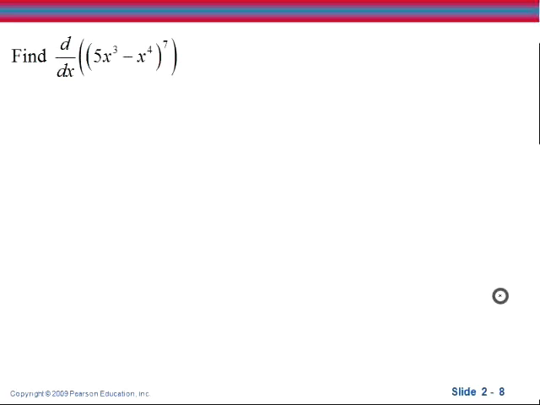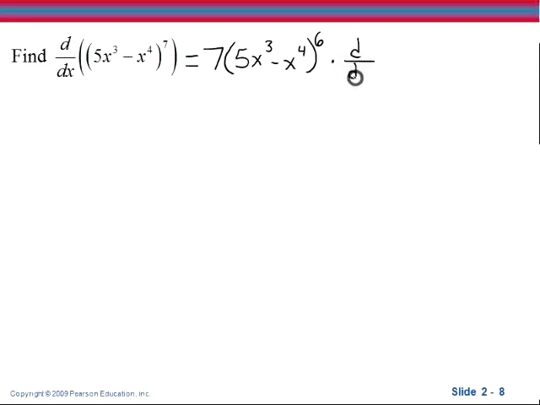Here's another example of the chain rule. This is a chain rule problem where our outside function is a power rule. And we see a lot of these types of functions. We're looking for the derivative with respect to x of 5x cubed minus x to the 4th, all raised to the 7th power. Now since our 7th power is the outside function, we will apply the power rule first. So that would be 7 as a coefficient, and our inside function is 5x cubed minus x to the 4th. And remember we subtract 1 from 7, so that's to the 6th power.